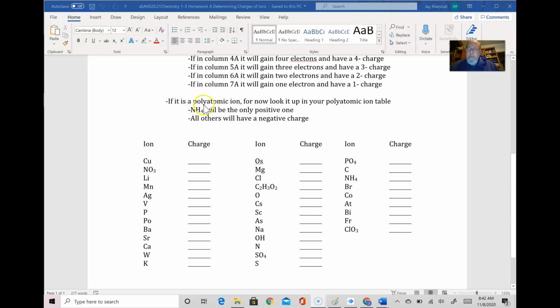If you have a polyatomic ion, I've given you a polyatomic ion table, and the way that you know that it's a polyatomic ion is if it has more than 1 element in its formula. So this would be a polyatomic ion, this would be a polyatomic ion, and so on. This would be a polyatomic ion. And so all you have to do is look up the charge in the polyatomic ion table. There's only one positive polyatomic ion. Remember, that's NH4, and so that'll be +1 when you see that.